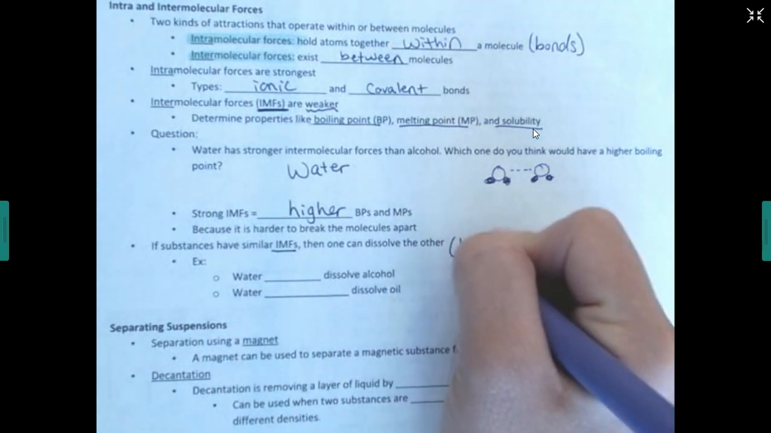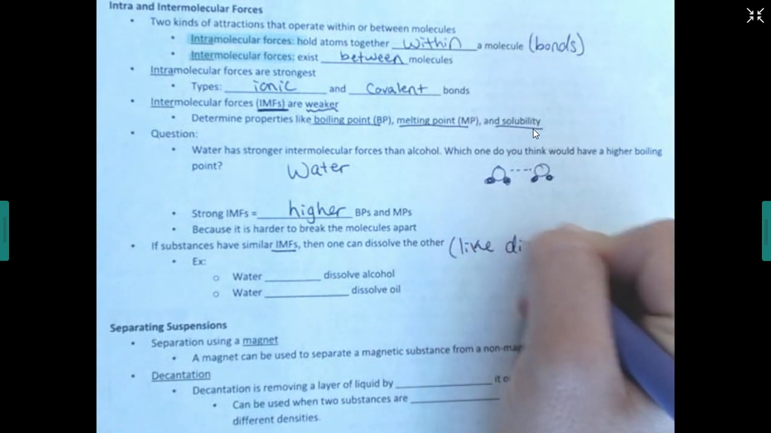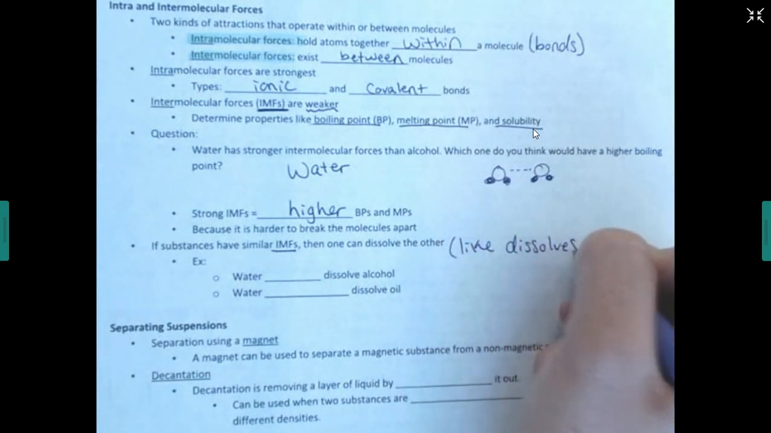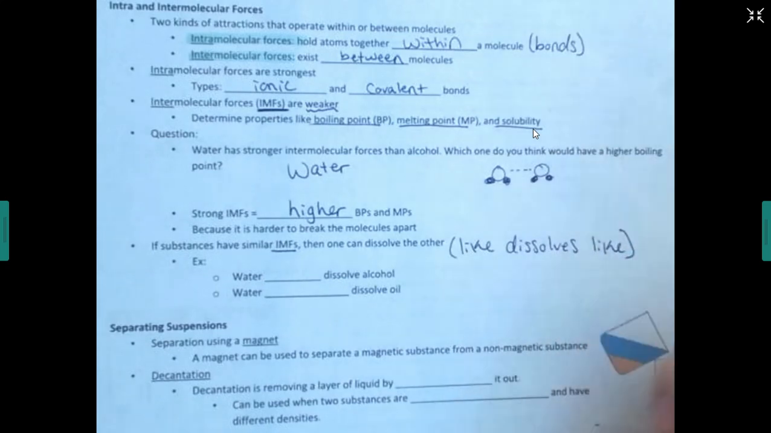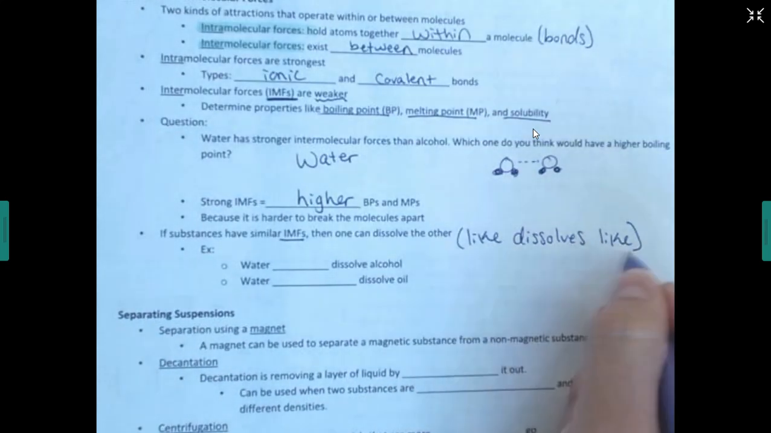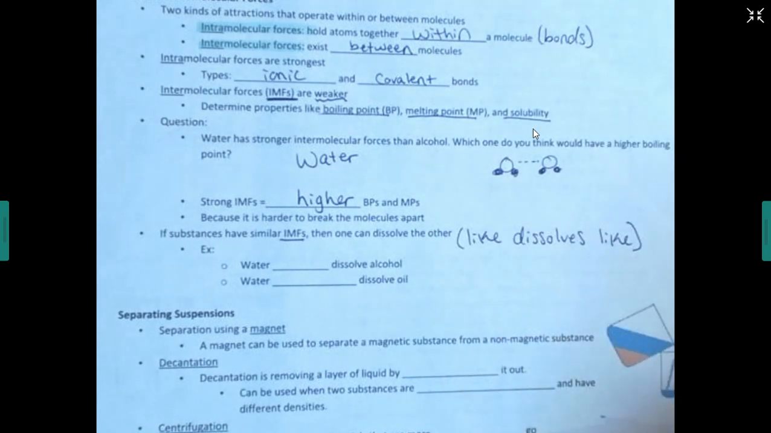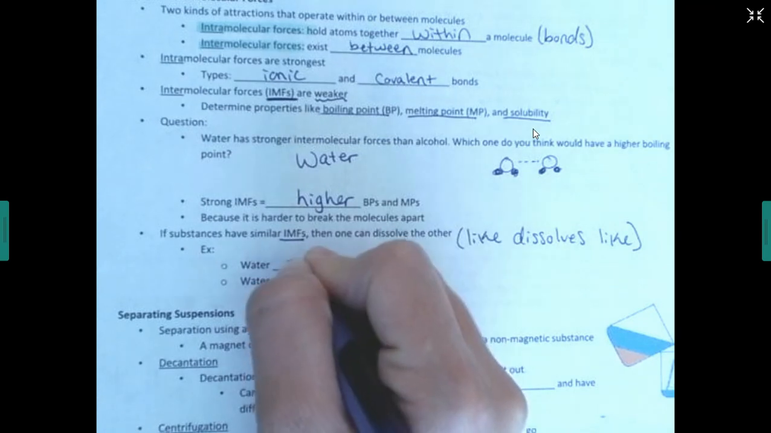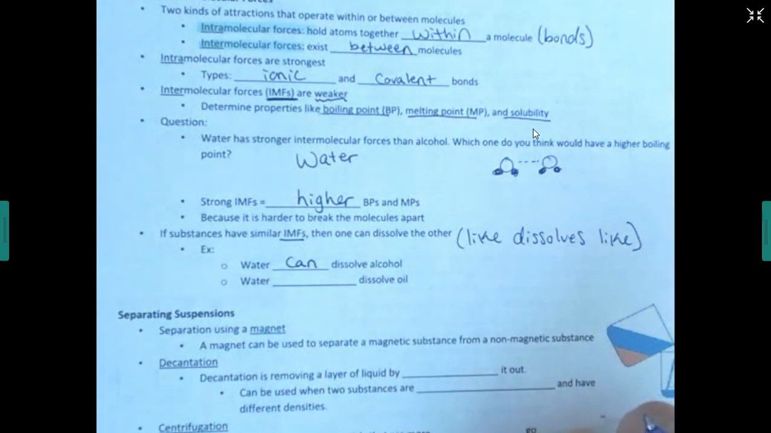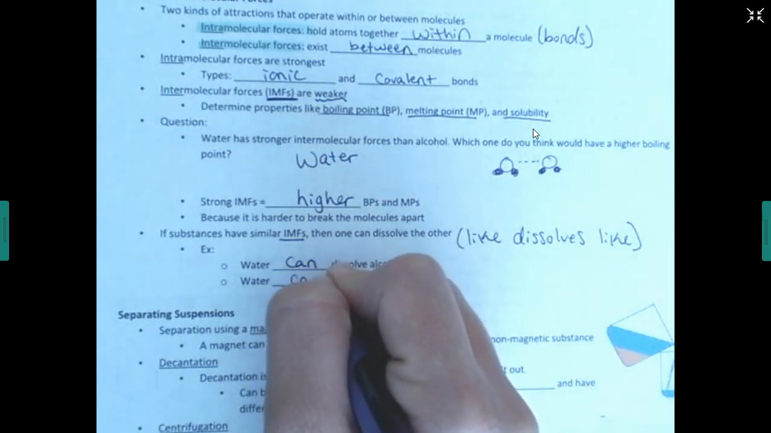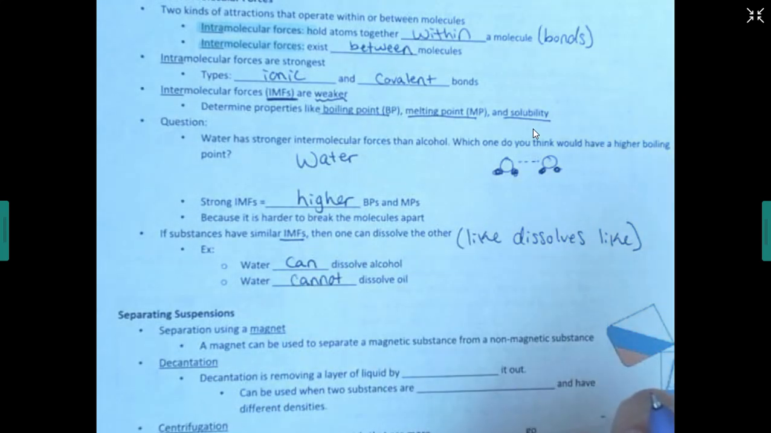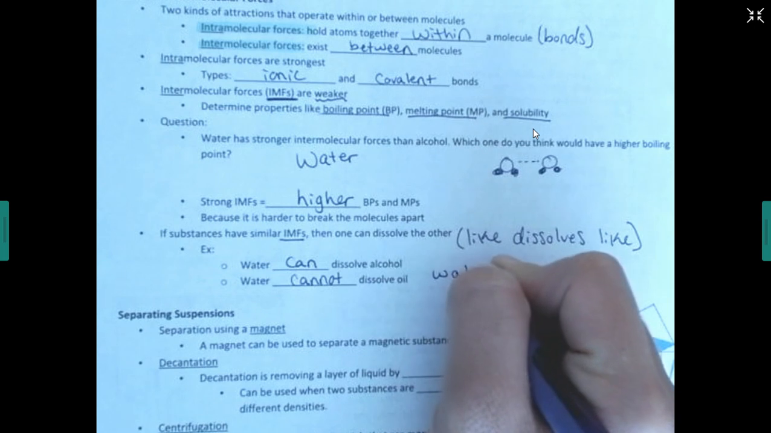We call this like dissolves like. And you might hear that as you're taking chemistry classes for the rest of your high school and college. Like dissolves like. And what that means is that polar things dissolve polar things, non-polar things dissolve non-polar things. So water can dissolve alcohol. Water cannot dissolve oil. And the reason why is because water is a polar molecule.